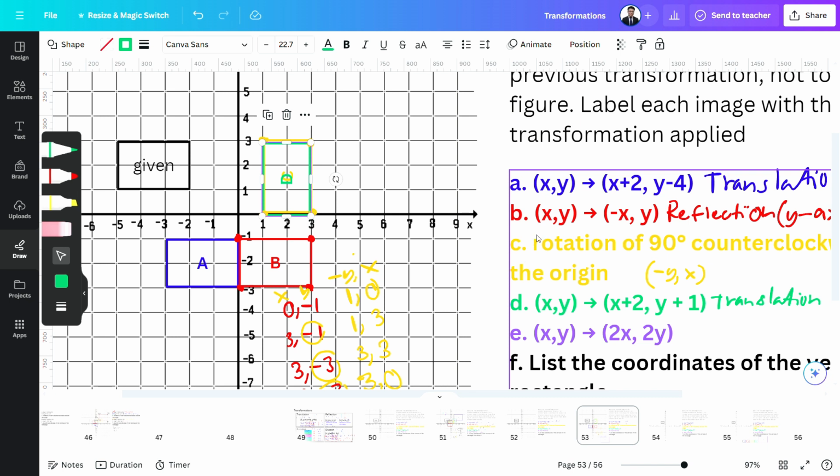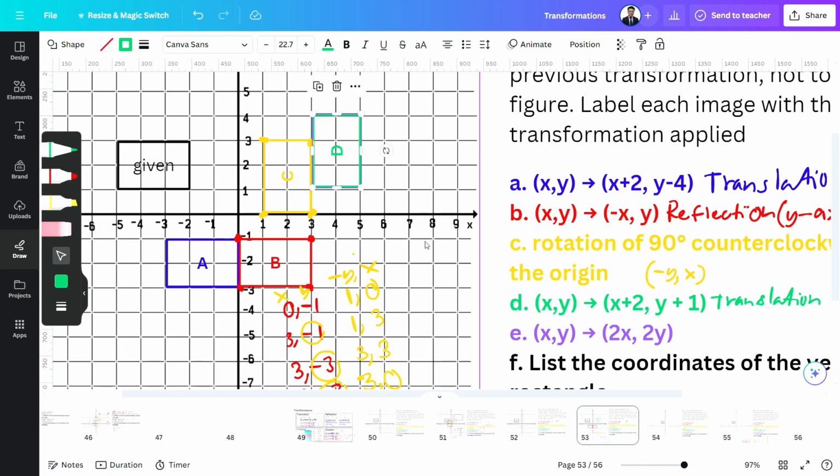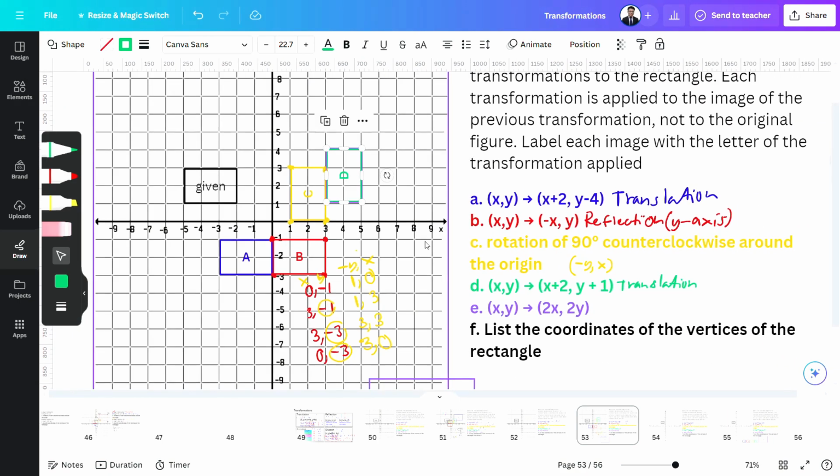Okay, let's continue. So 2 units to the right, so 1 and 2, and then 1 unit up. There you go. That's it, as simple as that. That's translation, right? Now let's do our letter E.